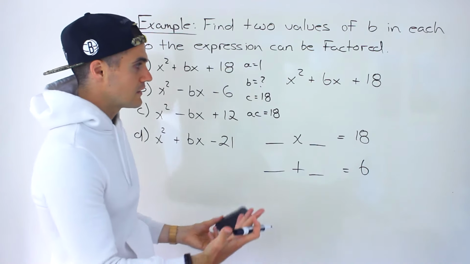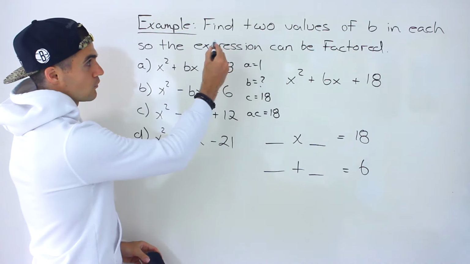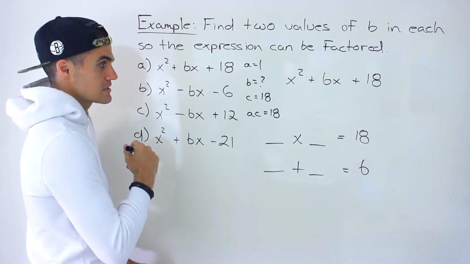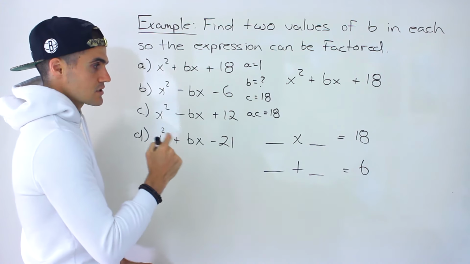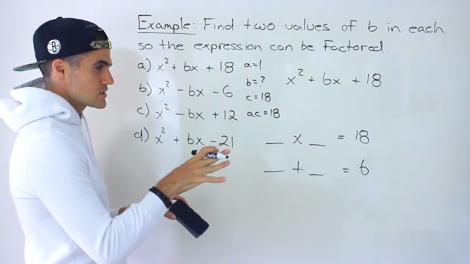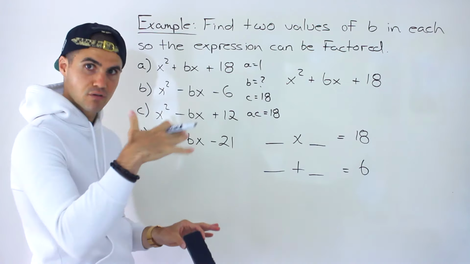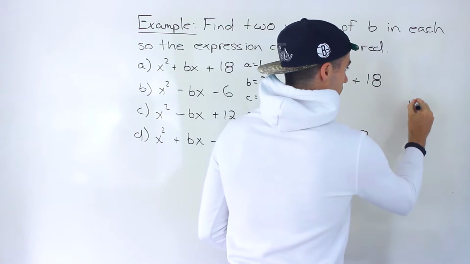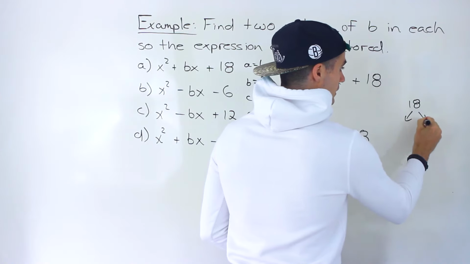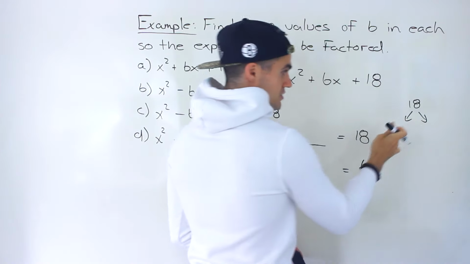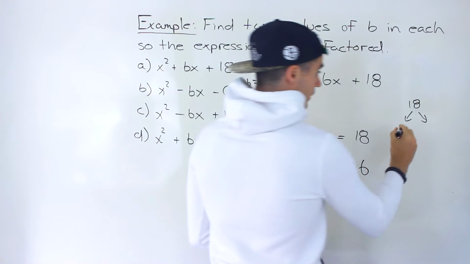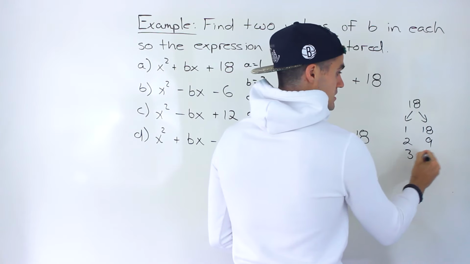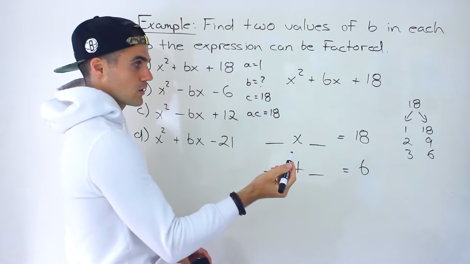There's actually an infinite amount of answers, so that's why I wrote find two values of b, but there's actually more than two values in most cases that you can find. So there are two different ways to find different values and differentiate between them. You can find different factors. So notice 18. What are some combinations of numbers that can multiply to give you 18? Well, it could be 1 times 18. Maybe 2 times 9, 3 times 6. All of those work right there.